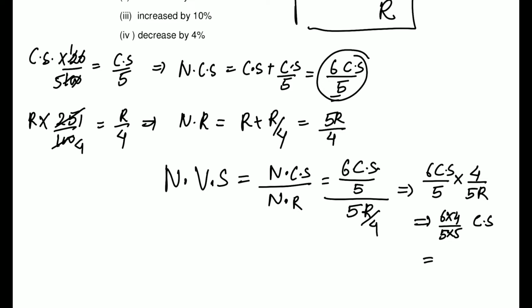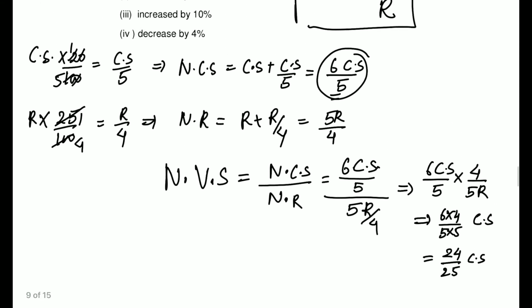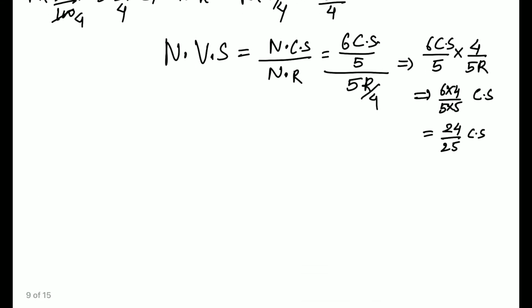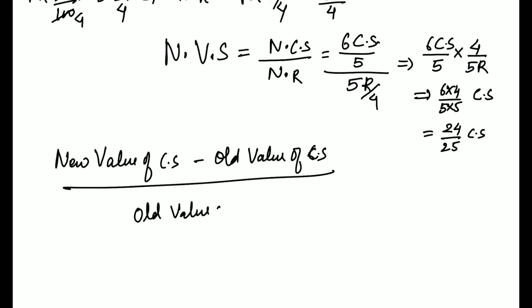So this is actually equal to 24 upon 25 times Cs, right? Okay, great. So you are supposed to find out whether it is an increase or decrease. That can be found out by taking the new value of current sensitivity minus the old value of current sensitivity, divided by the old value of current sensitivity, multiplied by 100. This is how we find the percentage increase or decrease, right?